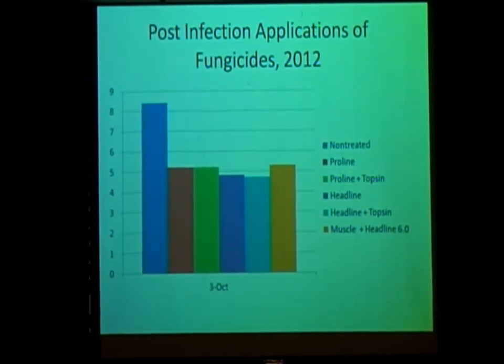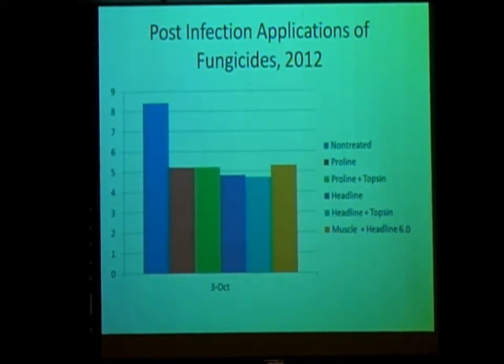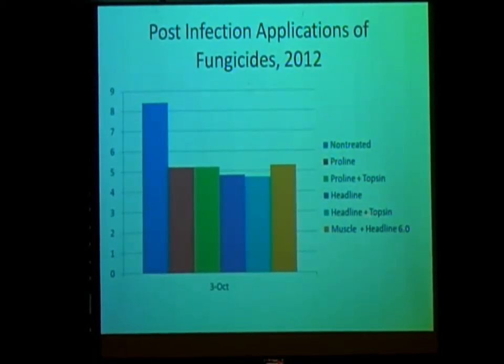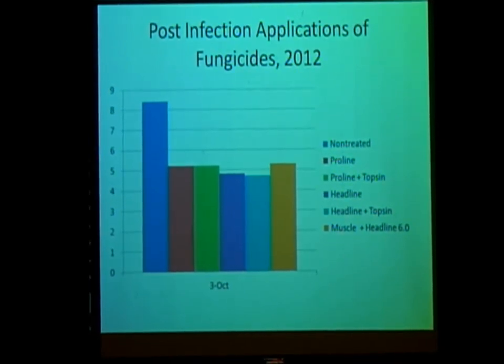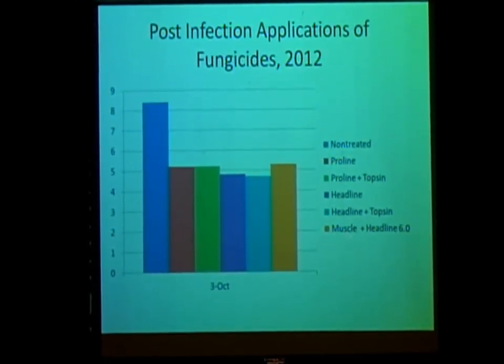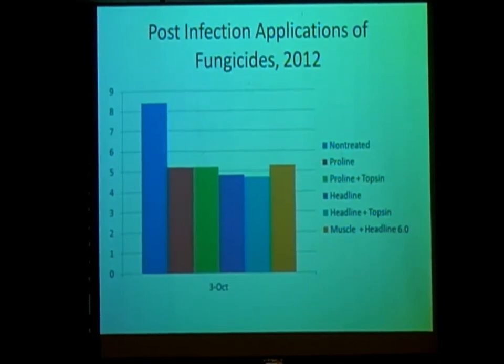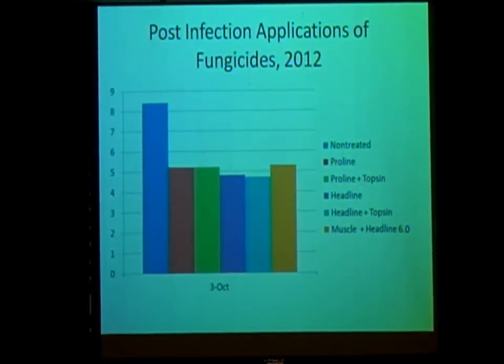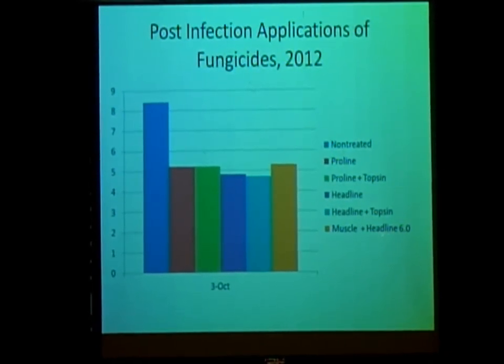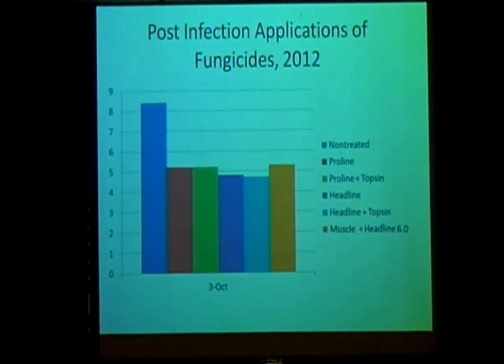We were looking at Proline, a combination of Proline plus Topsin, Headline, a reduced rate of Headline plus Topsin, and then a reduced rate of Headline, 6 ounces, plus a full 7 ounces of Muscle or tebuconazole. That was primarily geared toward white mold control, to see if we could boost the white mold activity of the Headline, but all did very well in terms of reducing the leaf spot compared to the non-treated control. Keep in mind, again, that was just one application.